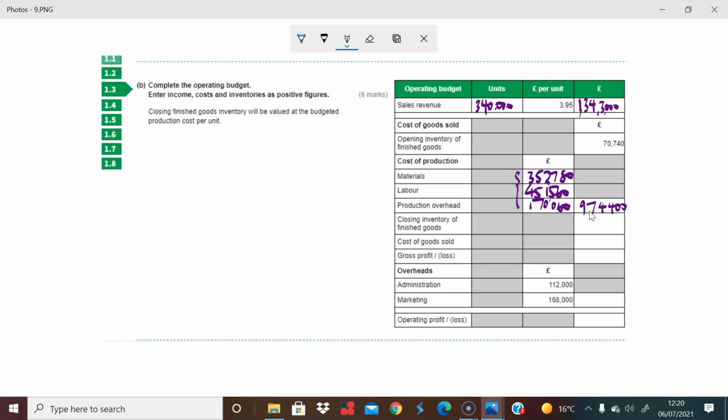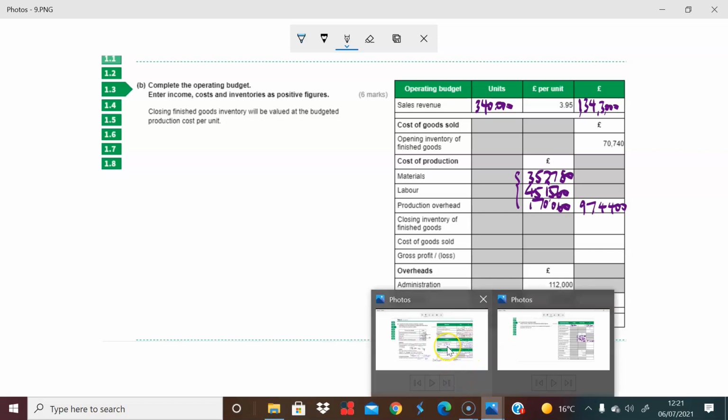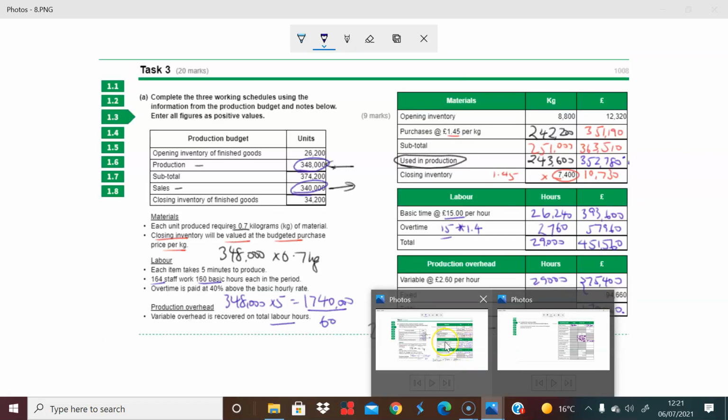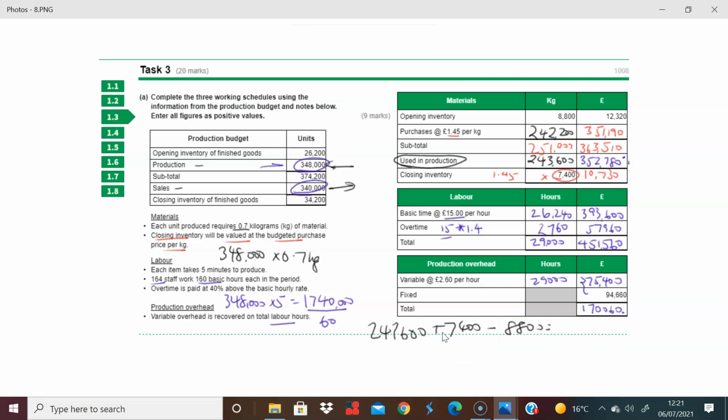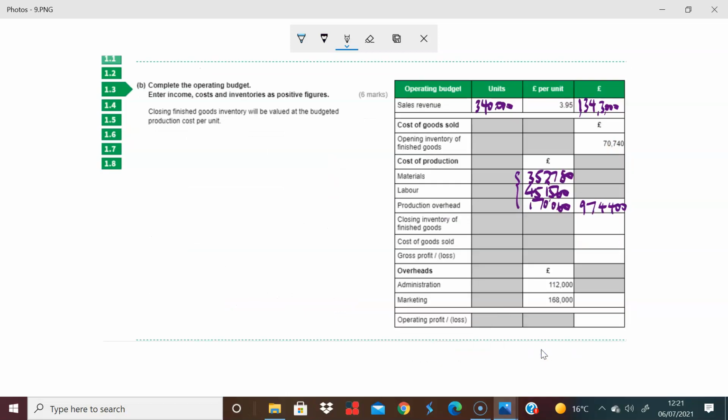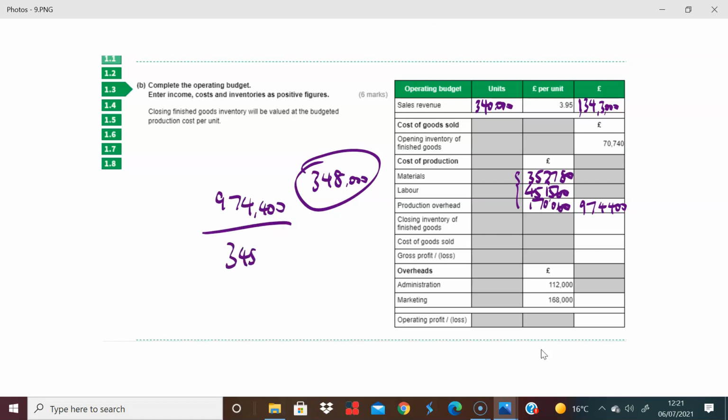And the total cost of production was 974,400. Now remember that you are producing a total of 348,000 units. 348,000 units is what you were producing, and that's the total cost of production. So the assumption is that your closing inventory is going to come from that bag. Therefore the production cost of a unit is 974,400 divided by 348,000, which is equal to £2.80.